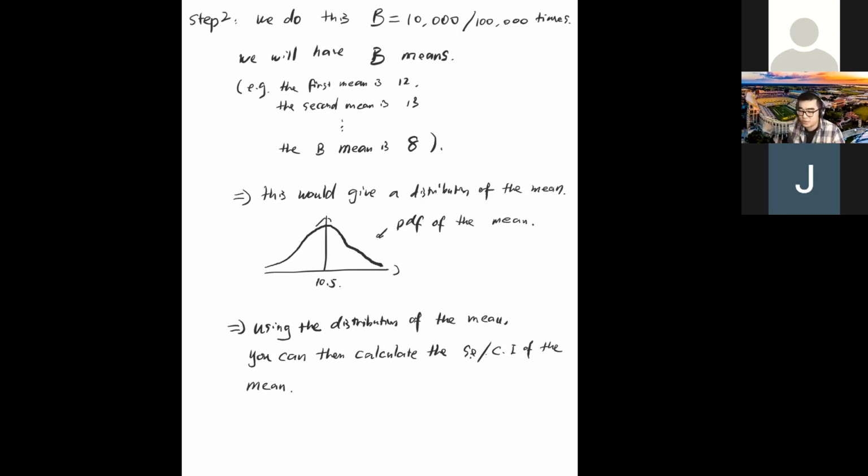We do it a lot of times, say 10,000 times. That means we will have 10,000 means, and that creates a distribution of the mean. And actually, you can show that the bootstrapped distribution of the mean is equal to the true distribution of the mean in large samples. And then that means we can find the standard error and the confidence interval of the mean.